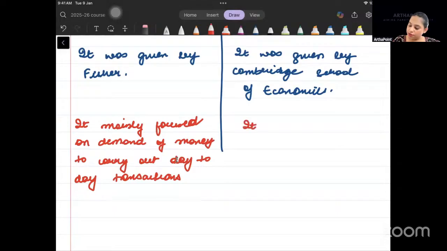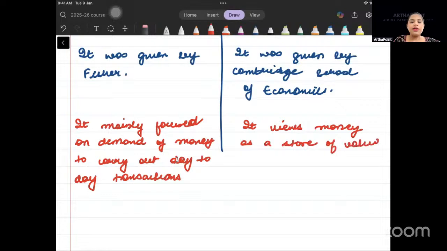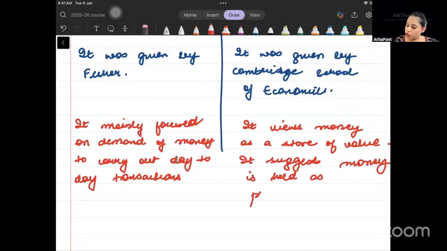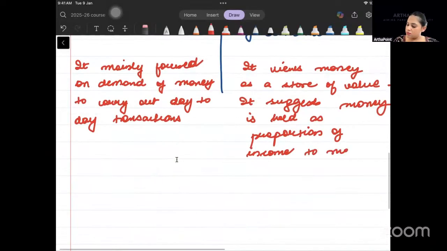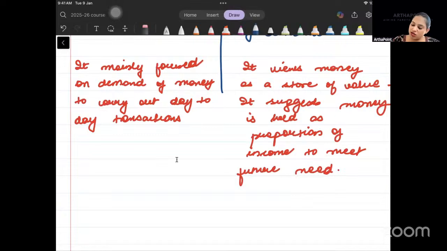So it views money as a store of value. It suggests money is held as a proportion of income to meet future needs. So some money we leave for the future and some money we consume in the present. So money is required to meet even the future needs, right?